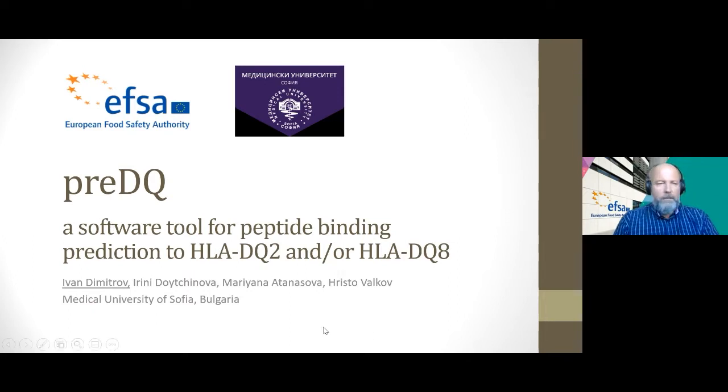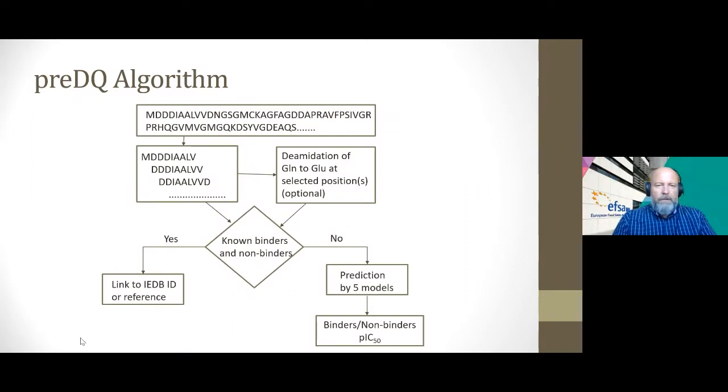I will present first. Good afternoon to everyone. I will present the PredicQ as a software tool for binding prediction to HLA-DQ2 and/or HLA-DQ8. PredicQ is a user-friendly, intuitive, and comprehensive software tool for peptide binding prediction to two HLA alleles, DQ2 and DQ8. First, here is presented the algorithm behind the tool.